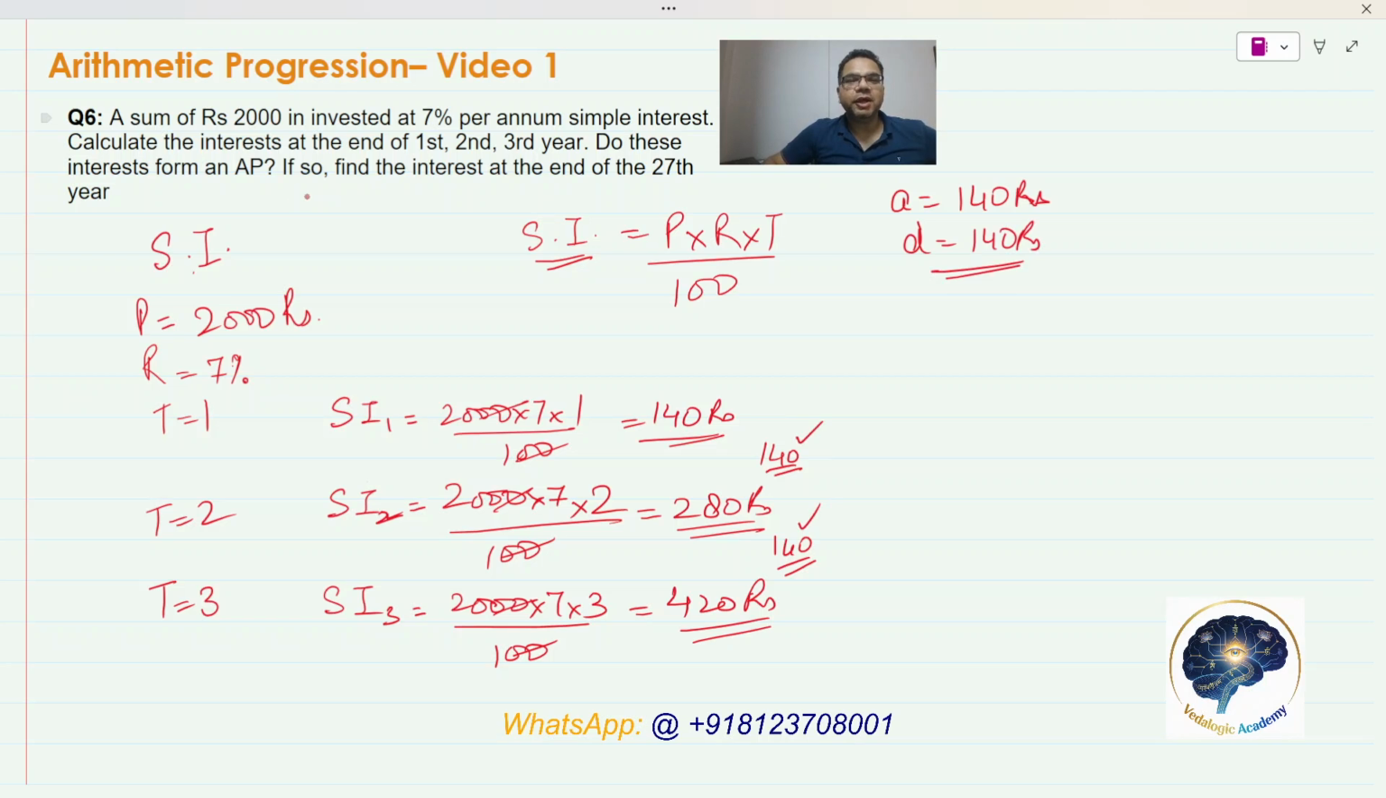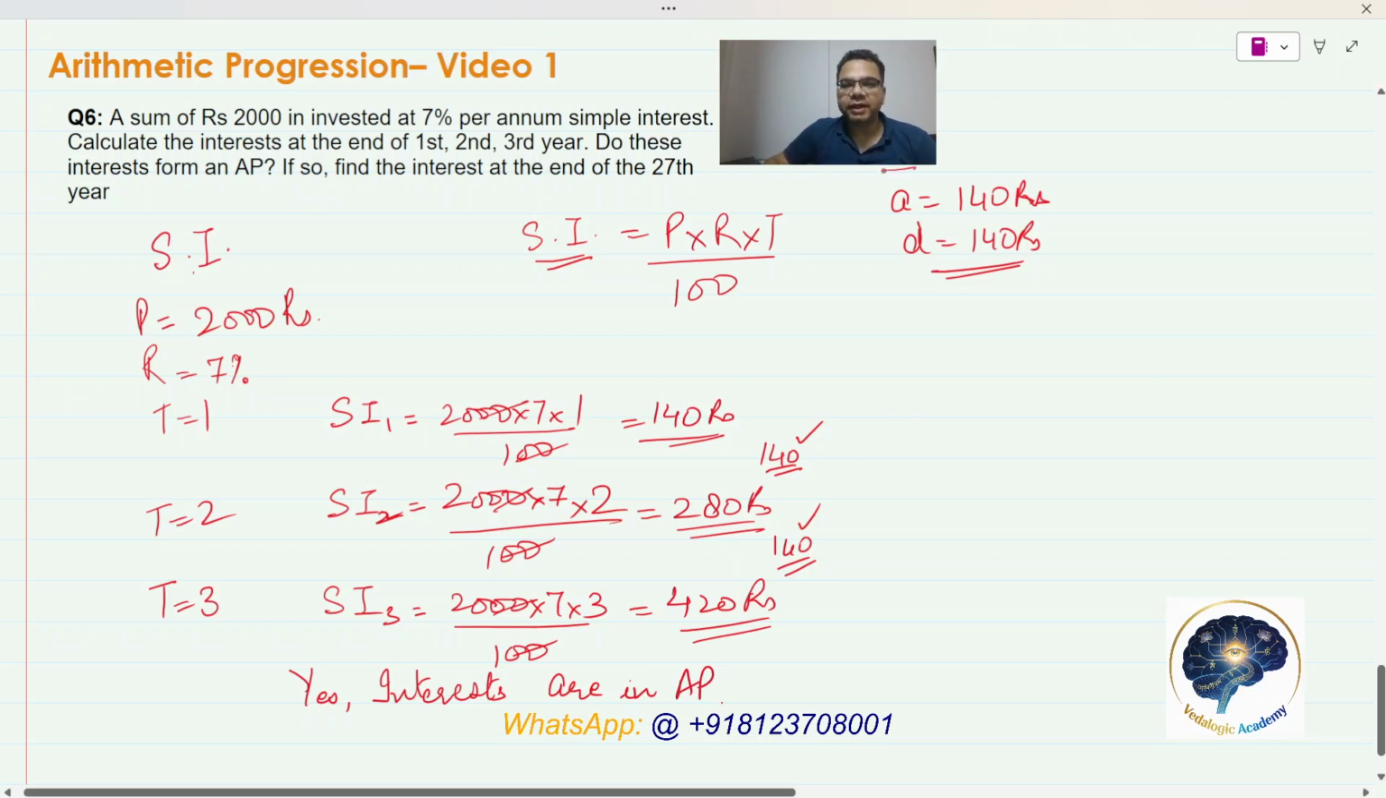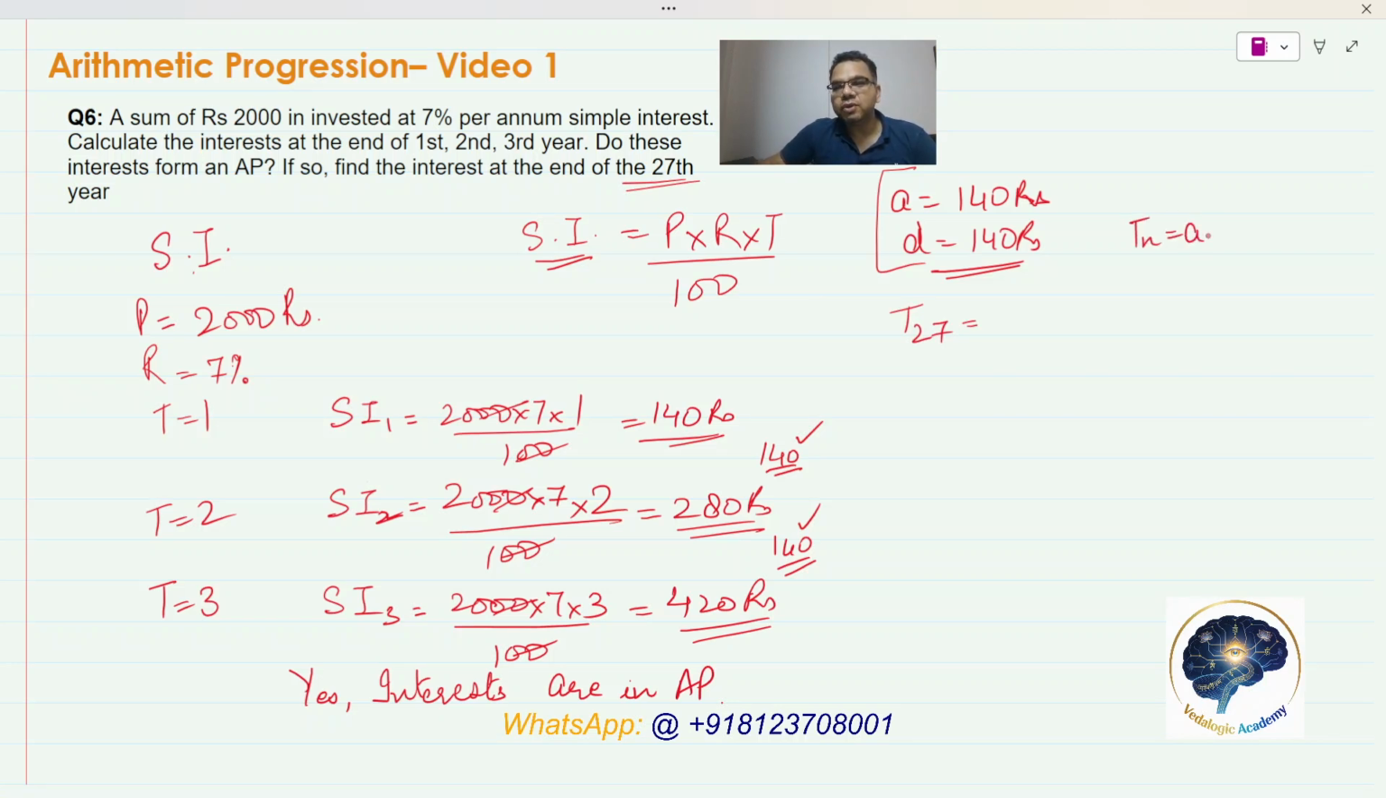So now it is asking me if these interests form an AP. Yes, they do. We can say the interests are in AP. Okay. So now what I'm going to do is use this A and D to calculate the interest at the end of 27th year. So how do we calculate the 27th year interest? Again, the same formula. We don't need to do anything else. Term n equals A plus n minus 1 into D.